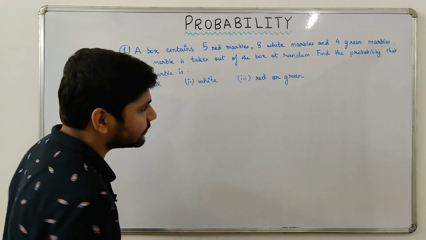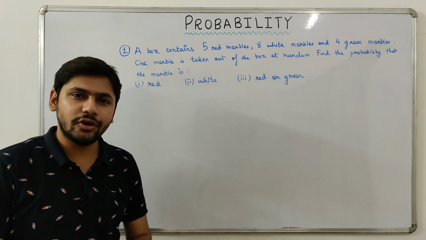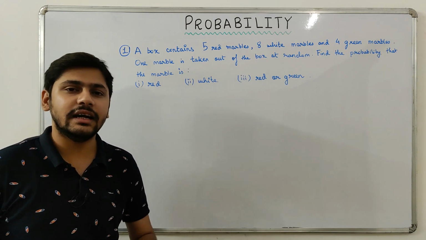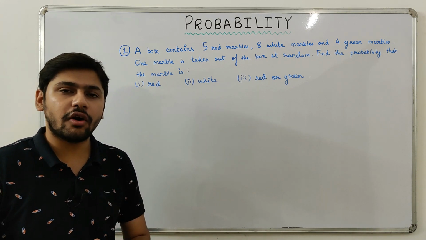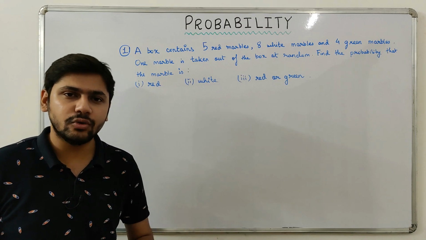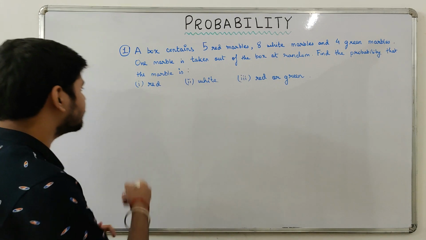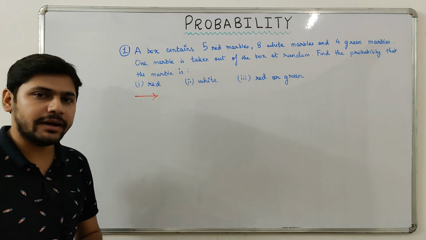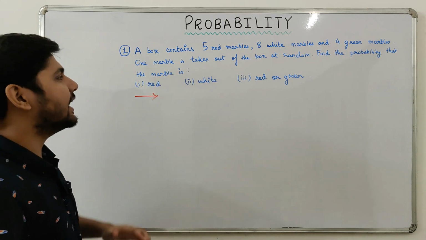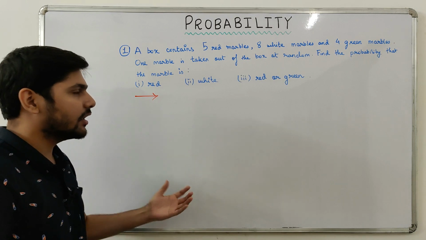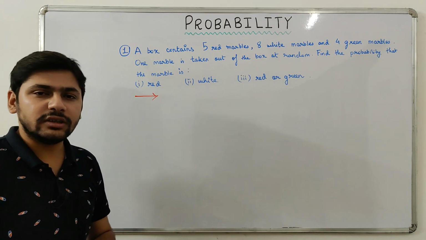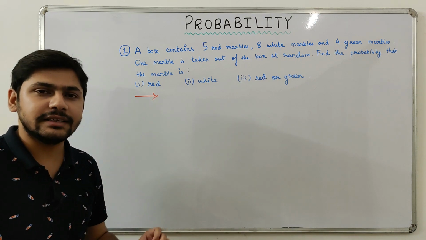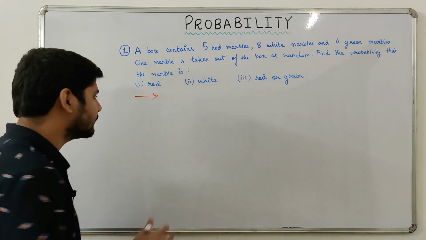Now I have already told you that whenever we have to find the probability in a sum, the first thing that we find is the total number of possible outcomes. So let's do that over here. For this sum, the random experiment is one marble is taken out of the box at random. So the total number of possible outcomes will be equal to the total number of marbles which are present in the box.